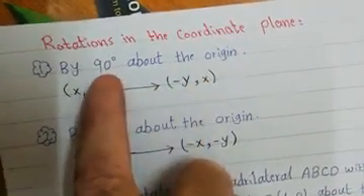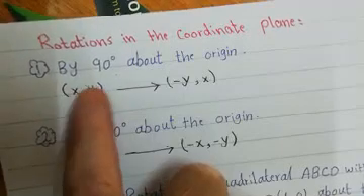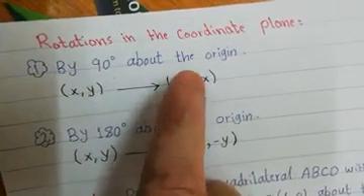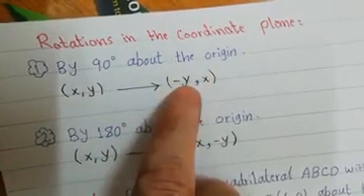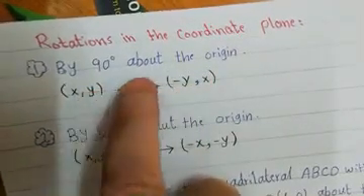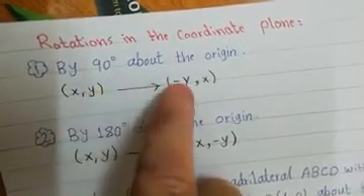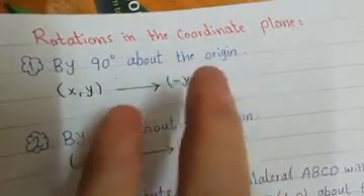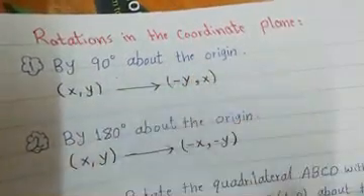If the rotation is 90 degrees, you will flip the x and the y, and you will change the sign of the y. If it is negative, it will be positive, and if it is positive, it will be negative. You will switch the x with y. This is the first type of rotation.